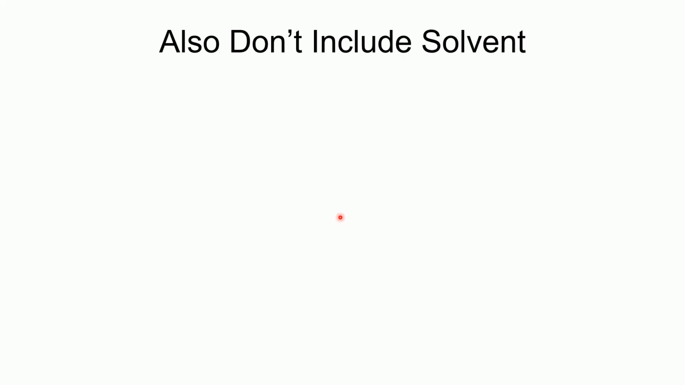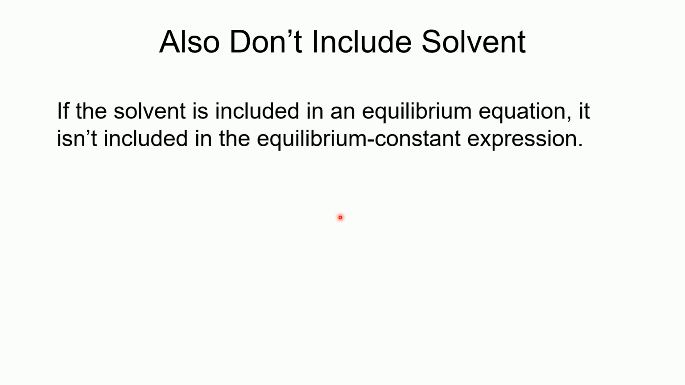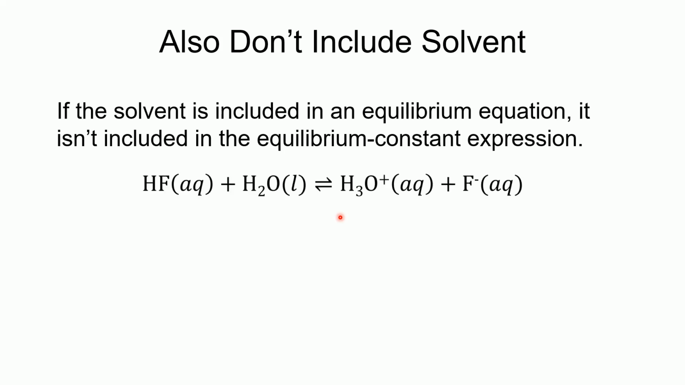The other thing that we want to remember when we're doing this, and this is different than the fact of homogeneous versus heterogeneous, is that if we have a solvent, we don't want to include the solvent in our expression. So here is an example of a reaction where our solvent is indicated in the equation.